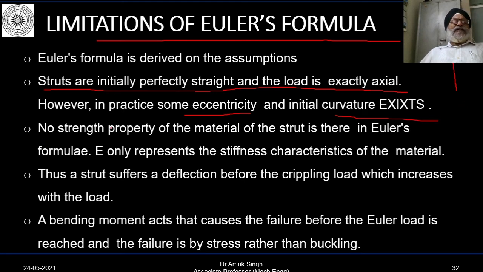The second limitation is that no strength property of the material of the strut is there in the Euler formula. E is the only stiffness characteristic. So that is the second, big limitation. And thus a strut suffers deflection before the crippling load, which increases with the load, because the strength property factor is not considered.